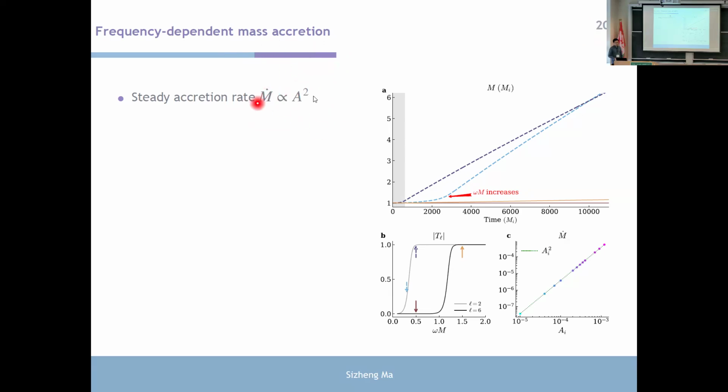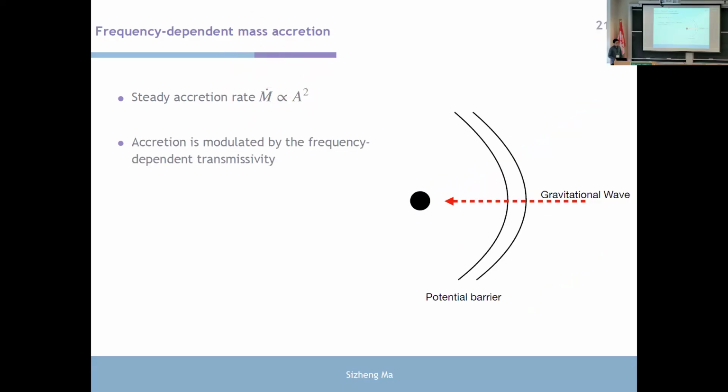And the coefficient in front of it is frequency dependent. This frequency dependence arises because the transmissivity of the black hole potential barrier depends on the frequency. Because we are injecting gravitational waves at a far distance, and it needs to penetrate this potential barrier in order to be accreted. That's how this frequency dependence kicks in.